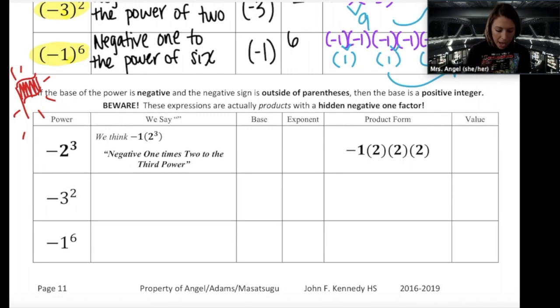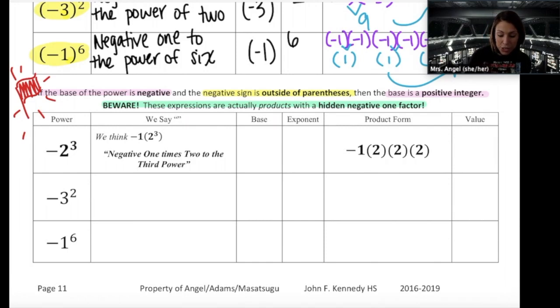It says, if the base of the power is negative, but the negative sign is outside of parentheses, right? Notice there's no parentheses. That means the base is actually a positive integer. Wait, what? How can the base be positive if there's clearly a negative in front of it? Well, that's because of this right here. These expressions are actually products with a hidden negative 1. What the heck does that mean? Well, let's look at what the first one says here. Now, we would look at this and think, well, that's still negative 2 to the power of 3, but is that negative in parentheses? It's actually not.